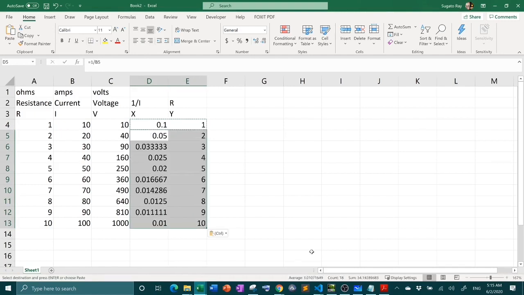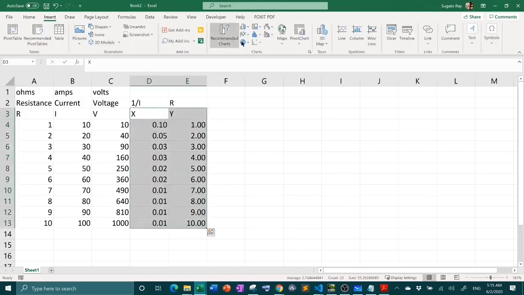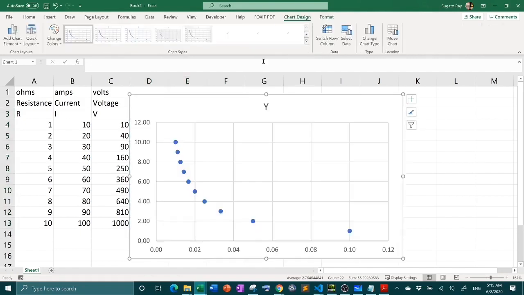If you want, you could also have like 1 or 2 digits like that. This is called a format painter. You can paint the same format everywhere, but this is not an Excel class, so if you need to know anything, just Google. So we have x and y, and if you want to plot this, you'll go to insert and then make a plot.